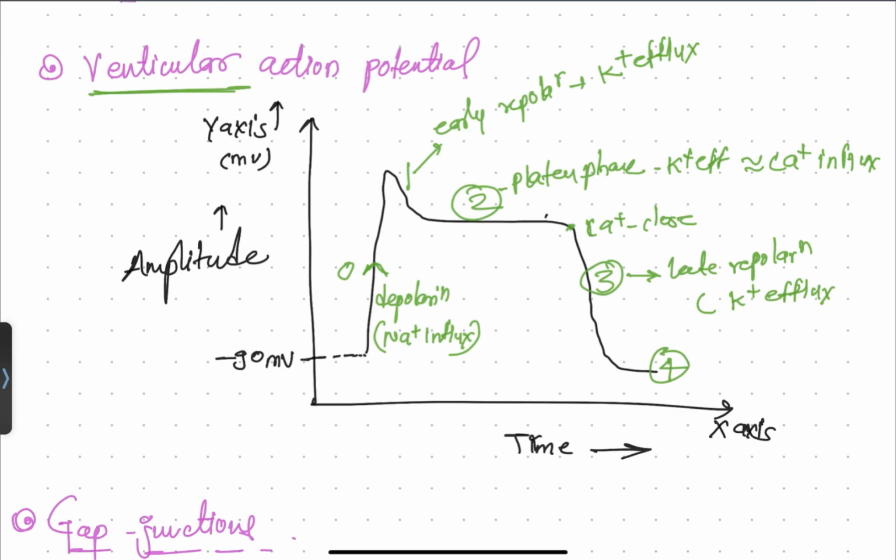Okay, then we have phase 4, which is again the maintenance of the resting membrane potential. This is minus 90 millivolt. Okay, this is phase 4. So this is the ventricular action potential.